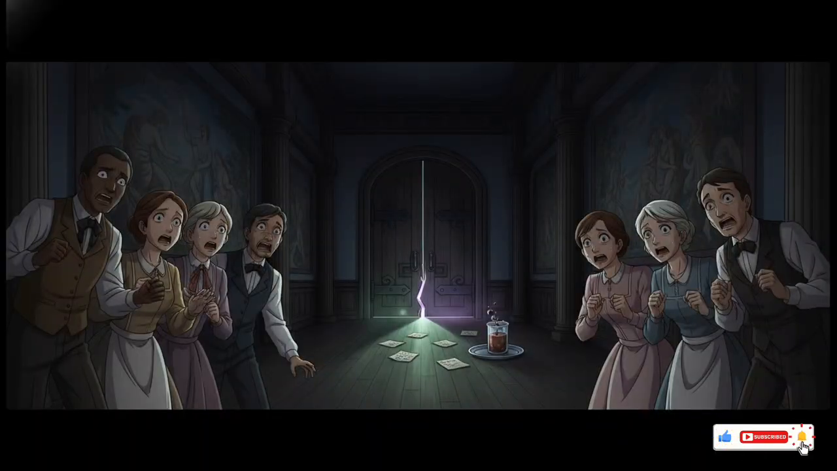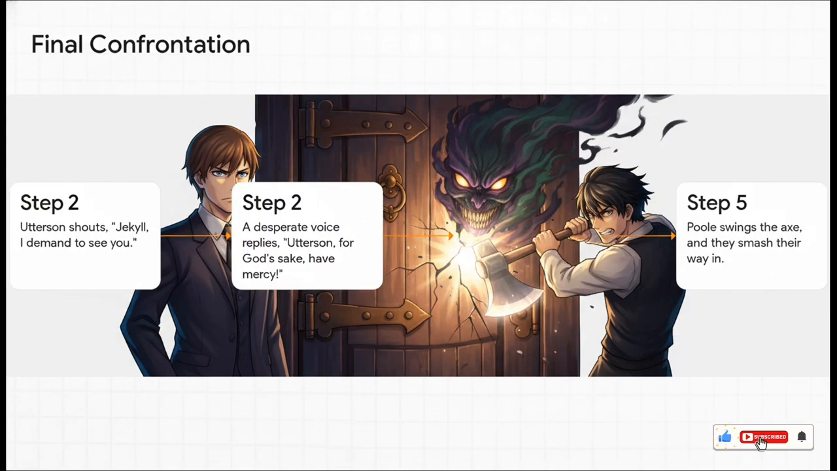The entire household staff is huddled together in the hall, just paralyzed with fear. For days, all they've heard is this strange, warped voice coming from behind the lab door, frantically sending out notes begging for a certain chemical. But every time Poole brings one, the voice just cries out that it's not pure. Utterson hears that desperate voice, and he knows immediately it's Hyde's. All his worst fears are coming true.